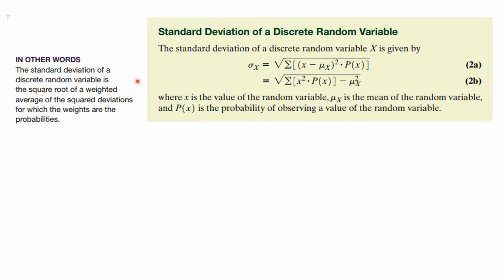In other words, the standard deviation of a discrete random variable is the square root of the weighted average of the squared deviations from the mean, for which the weights are the probabilities.